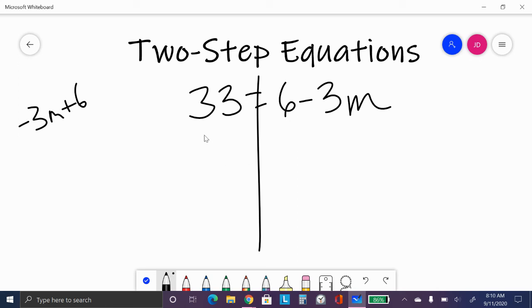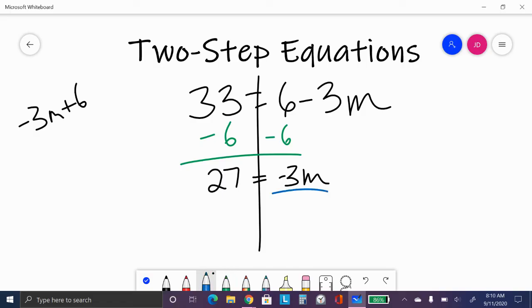So in order to get rid of this 6 over here, we have to subtract 6 from both sides. And you get 27 equals. Now be careful when you bring this down, you have to bring the negative 3m. So now when I have a negative, what I have to do is multiply or divide both sides. Since it's multiplying here, divide both sides by negative 3, and my answer is negative 9. And again, you could use a calculator to check that answer.